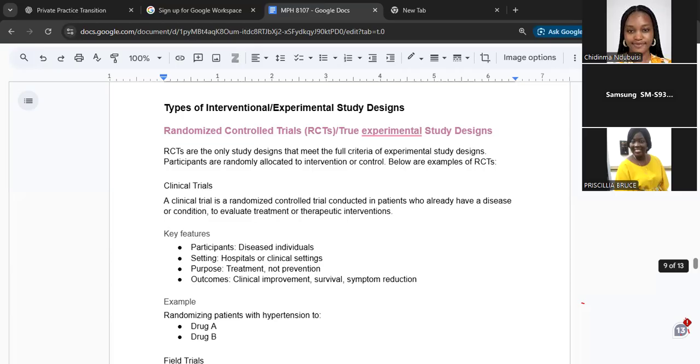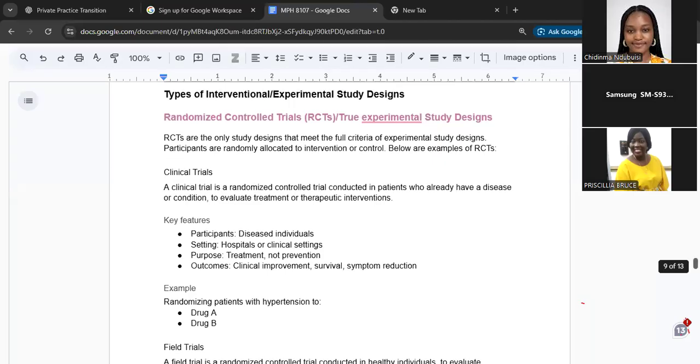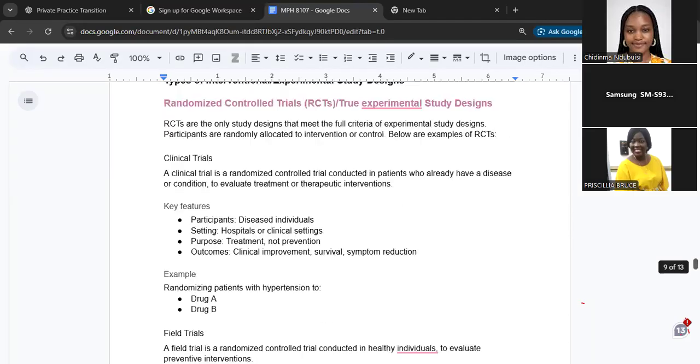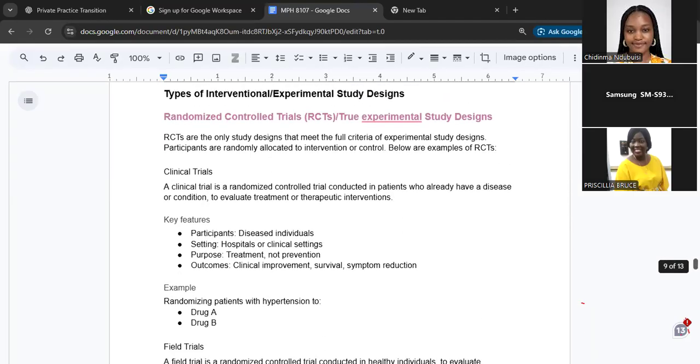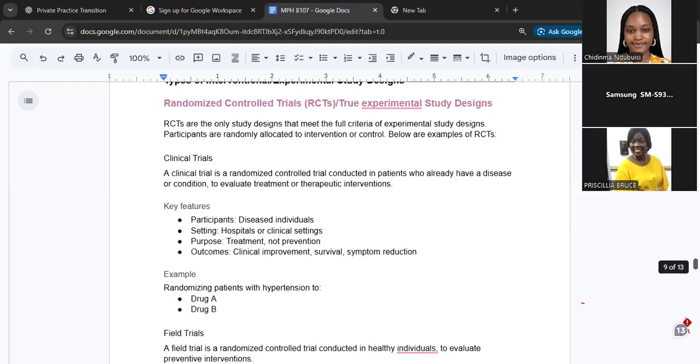They are the study design that meets the criteria of experimental study design. They have the three things we talked about. Now, there are different types of randomized controlled trials, which I would implore us to check up on our own because we are pressed for time. We're going to be stopping soon.